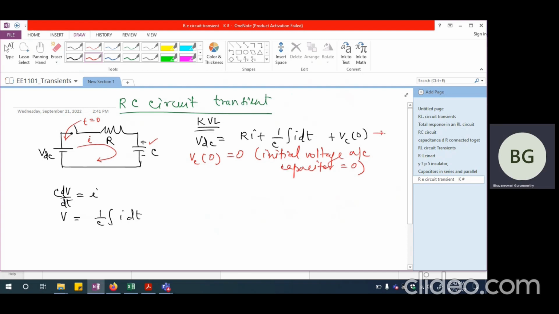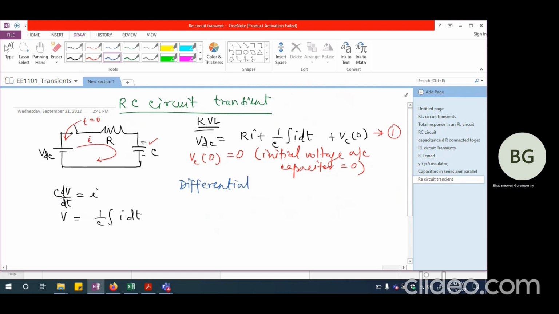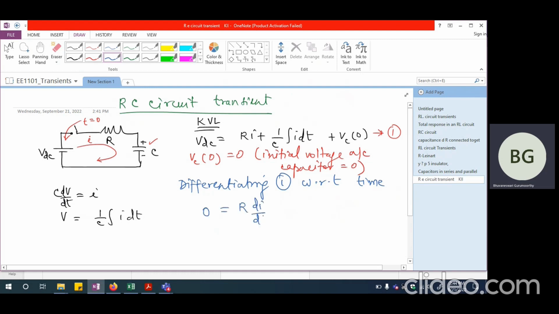So if I call this equation number 1, I can differentiate equation 1 to get a differential equation. Differentiating 1 with respect to time, I'm going to get dVdc by dt is 0 because it is a constant voltage source. So it is going to be 0 equal to R di by dt plus I divided by C. So I can rewrite this equation somewhat like this.